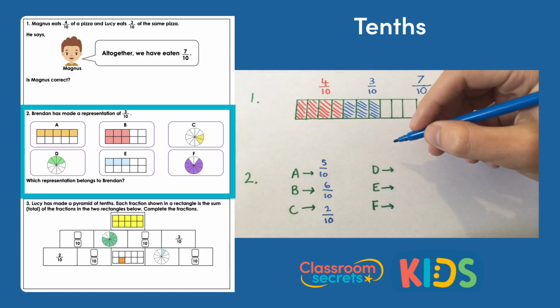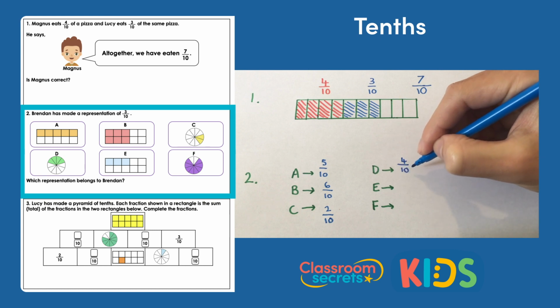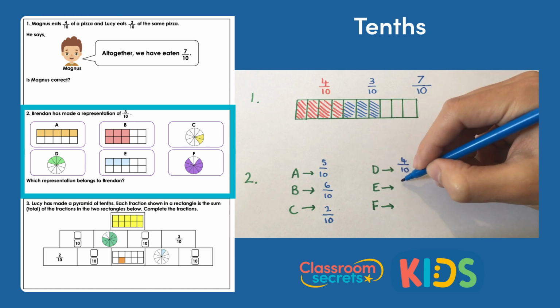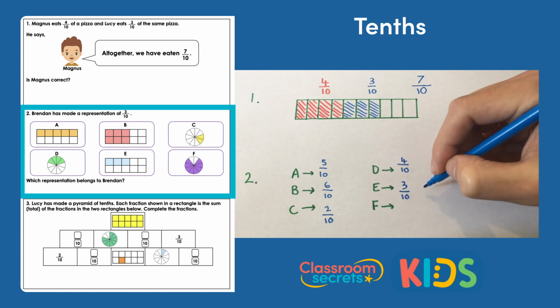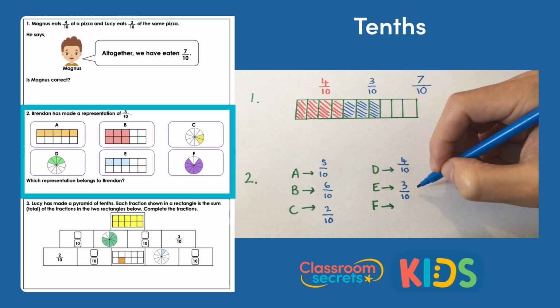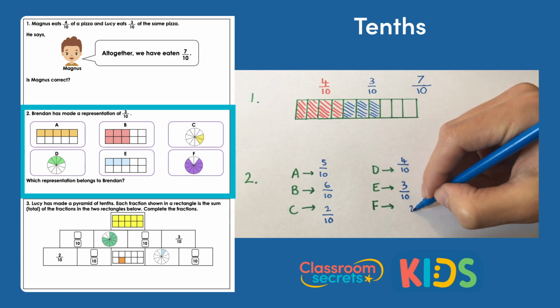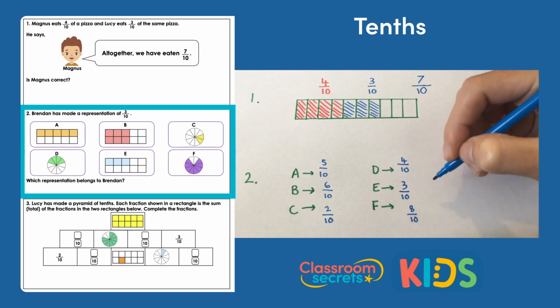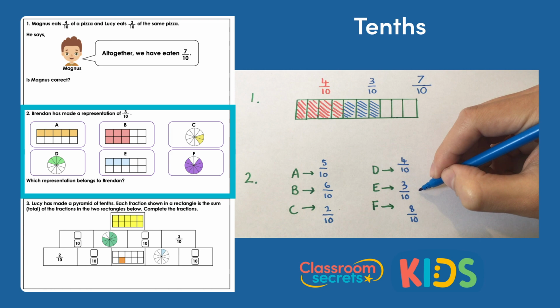Let's have a look at D. There are 4/10, 4 parts of those 10 shaded in. For E, there are 3 parts. 3 parts of those 10 have been shaded in blue. So that one matches Brendan's fraction of 3/10. And for F, we have 8/10, which have been shaded in. So the correct representation is 3/10, E.